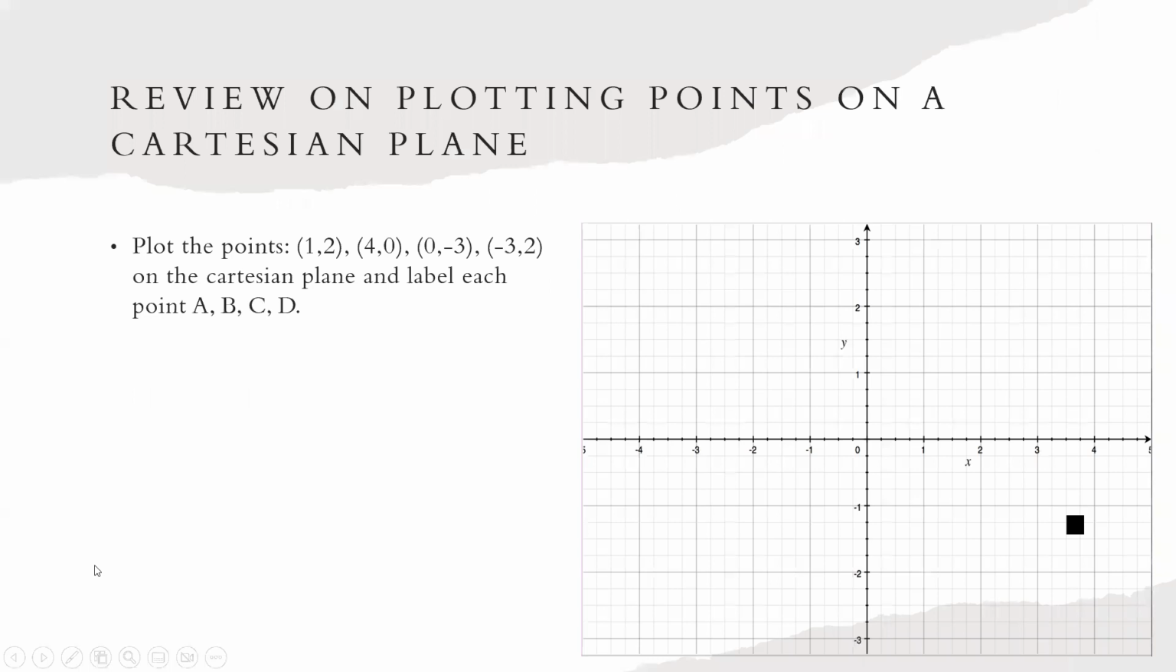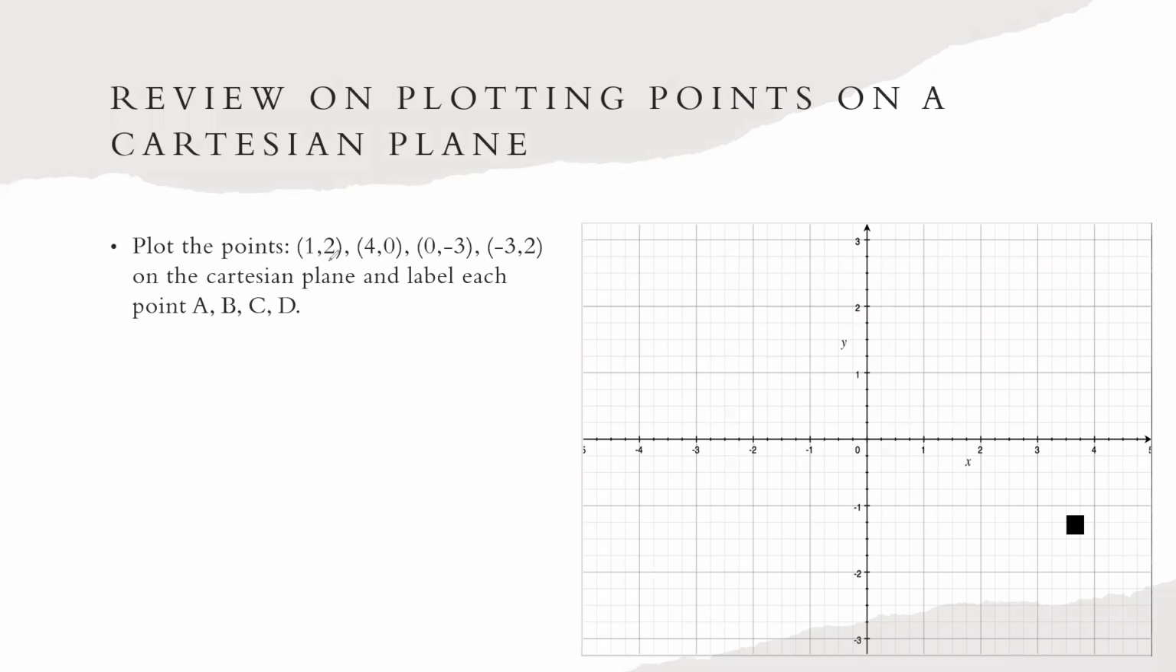But before we go any further, I have to review how to graph points on a Cartesian plane, in case you forgot, because that's very important when graphing a linear function. So the direction says plot the points (1, 2), (4, 0), (0, -3), (-3, 2) on the Cartesian plane and label them A, B, C, D.